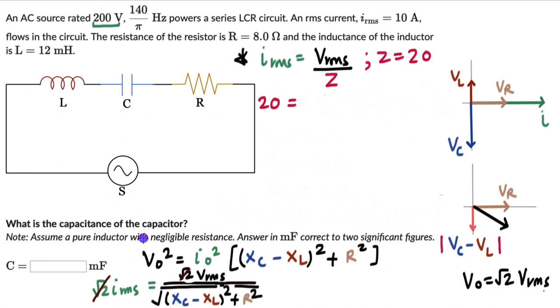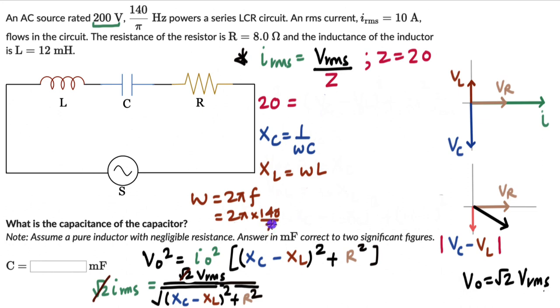Now, XC is nothing but the capacitive reactance, and that is given by 1 upon omega C. And XL is the inductive reactance, which is just omega L. And what is omega over here? Omega is the angular frequency. But in the question, we are only provided with frequency, not the angular one. In fact, we can convert one into the other. There is an expression for that: omega equals 2 pi F. So we can figure out the angular frequency. This will be 2 pi into 140 divided by pi, and this comes out to be equal to 280 radians per second. So that is the value of omega.